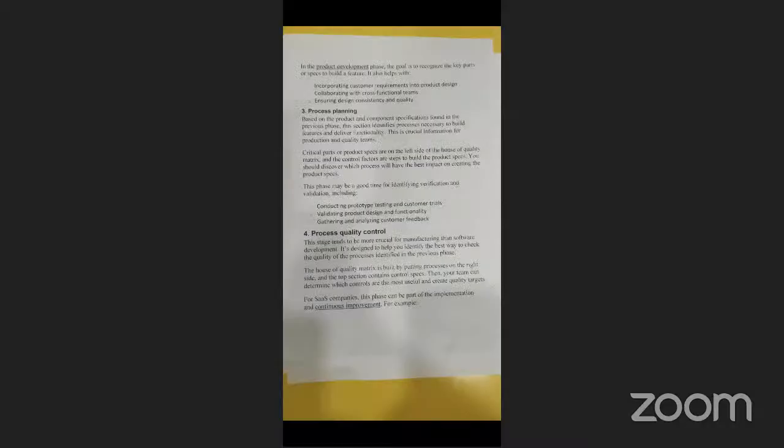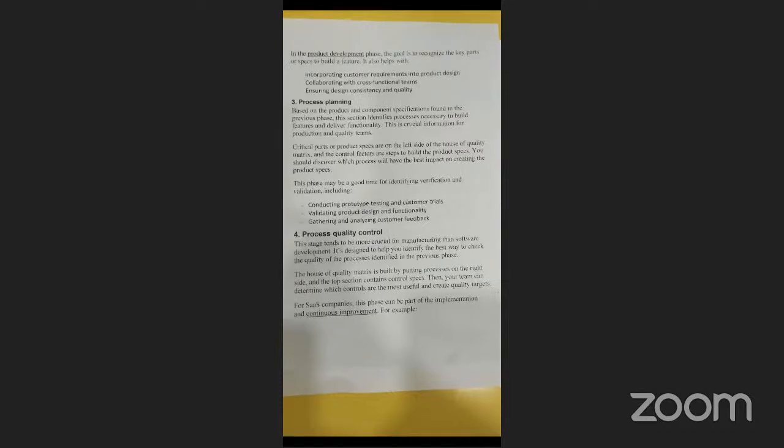Okay, in the product development phase, our goal is to recognize the key parts of the build up of features. It incorporating customers' requirement into product design. Number 2, collaborating with cross-functional teams. Number 3, ensuring quality.